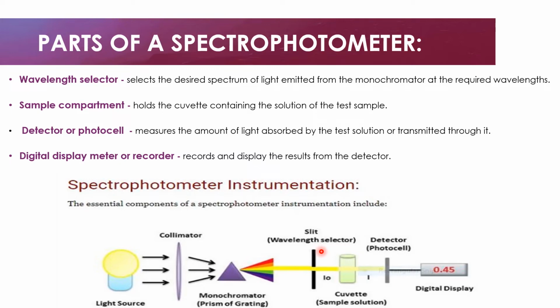The next basic part is the sample compartment, which is designed to hold the cuvette containing the solution of the test sample. The next basic part is the photocell, and the photocell measures the amount of light absorbed by the test solution or transmitted through it. The last basic part is the digital display meter or recorder or board, and this records and displays the result from the detector.